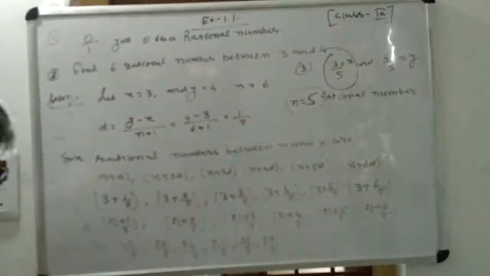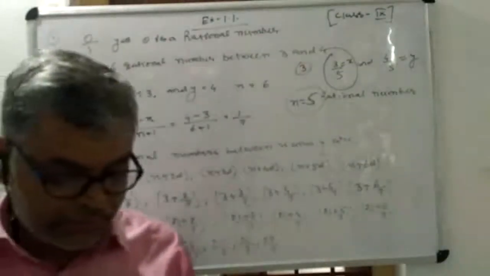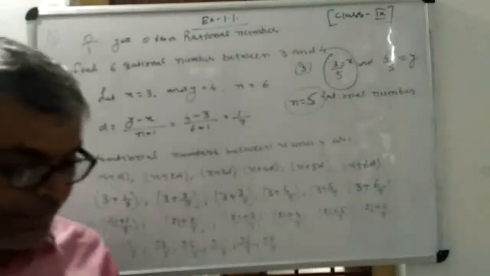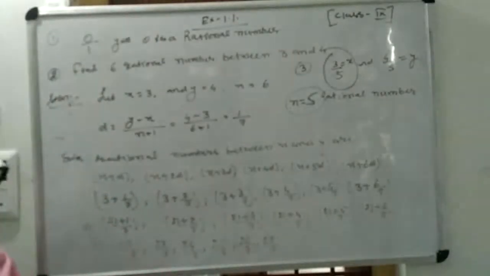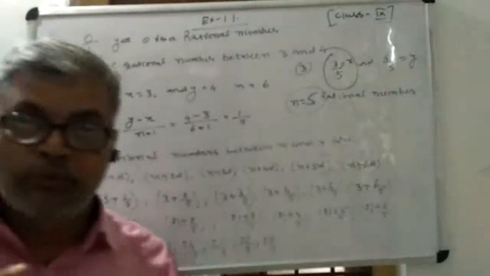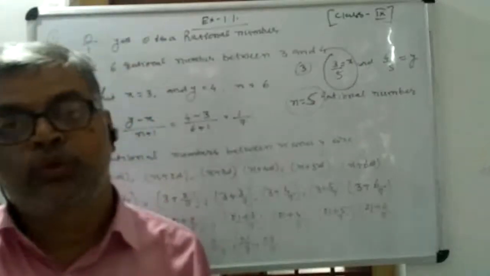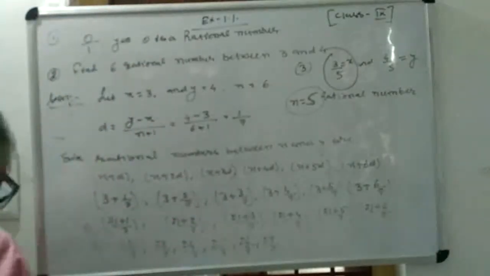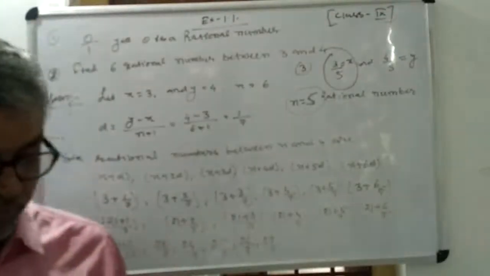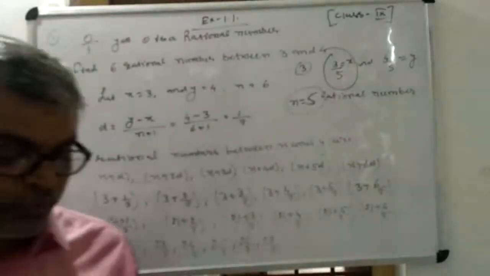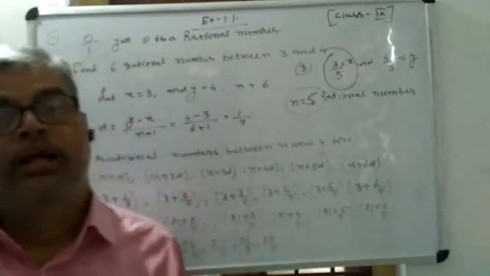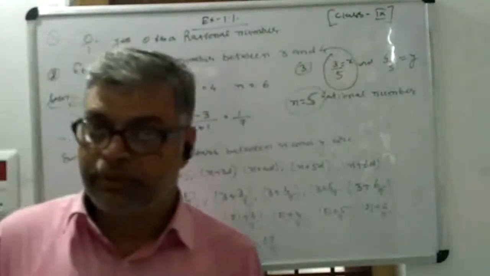Now question number 4, which is a true or false question. State whether the following statements are true or false. Give reasons for your answers. You have to write whether the statement is true or false, and if it is false, then you have to give reasons also. The first statement is: every natural number is a whole number.